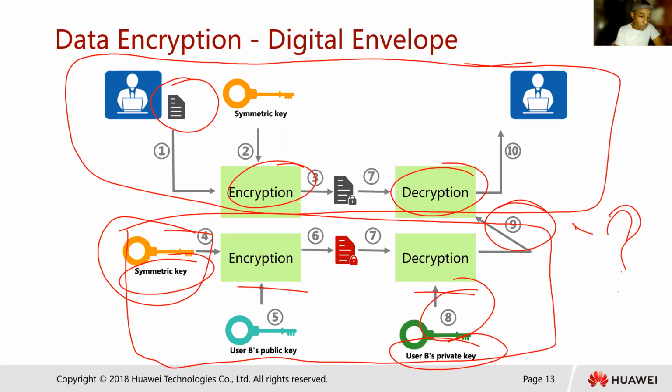So the symmetric key is the input to the decryption process of the ciphertext, and then we get the plain text going through to the user. So that is the process of the digital envelope.